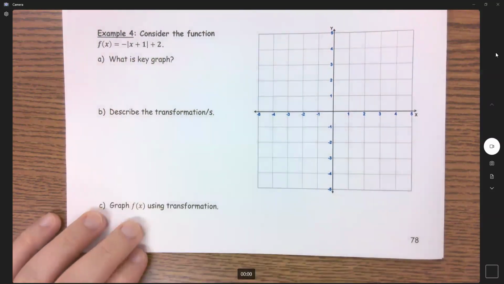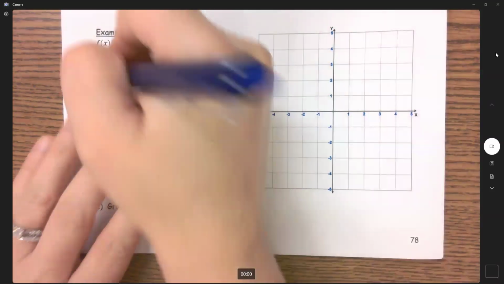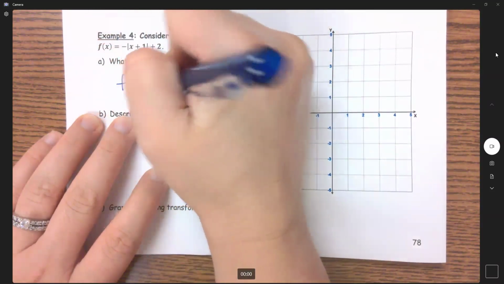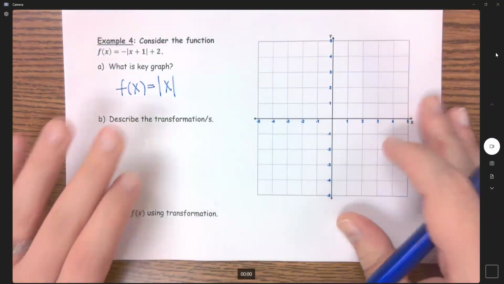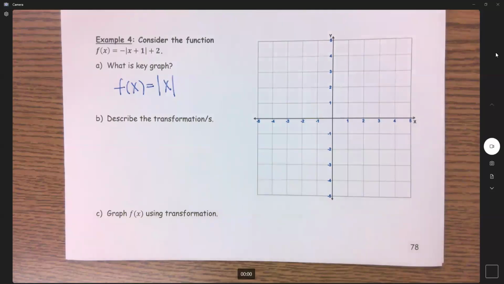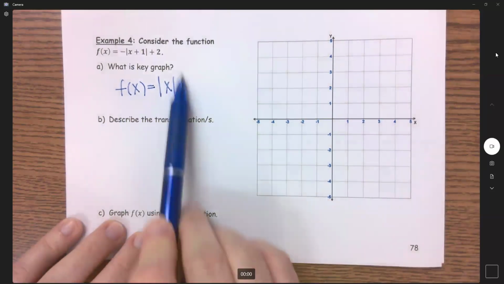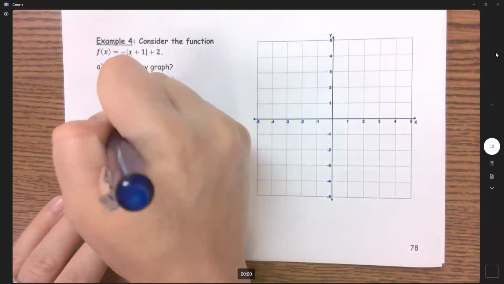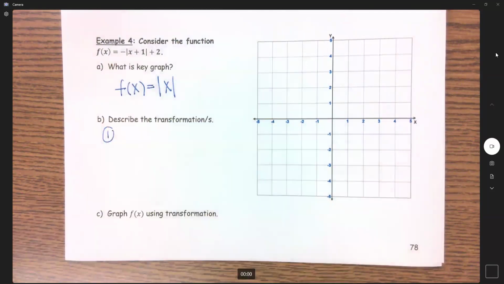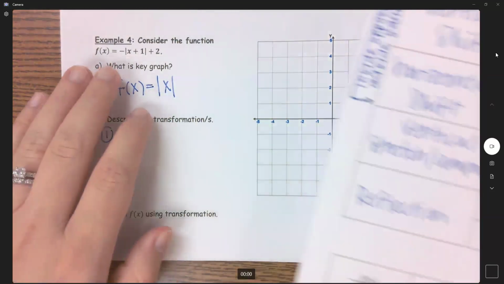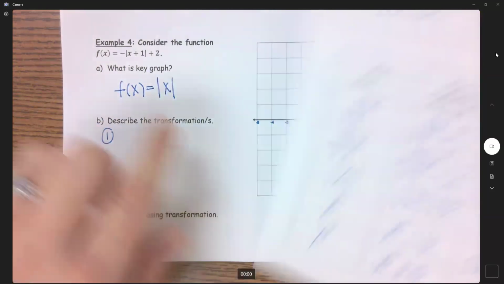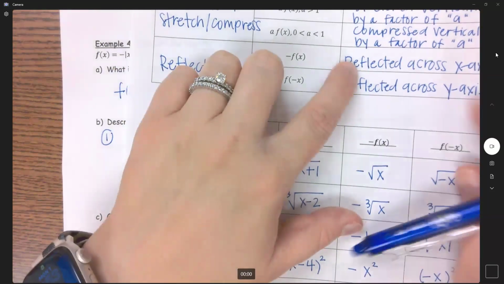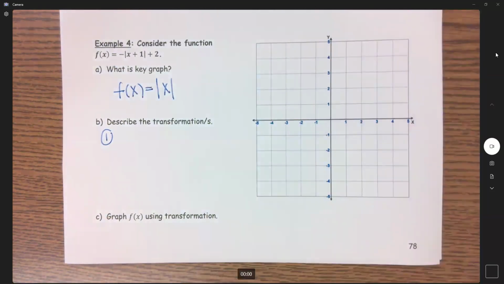Well, because it's got the absolute value here, our key graph is f of x equals the absolute value of x. So describe what the transformations were from this key graph to what my function is now. The first thing that has happened is now I have a negative outside. And when I have a negative outside of that function, I can tell it's outside because it's outside of those bars. When it is outside, that means it's been reflected across the x-axis.